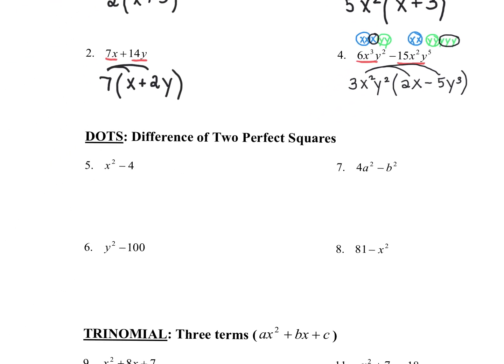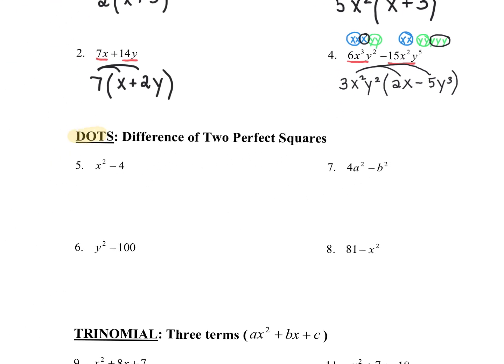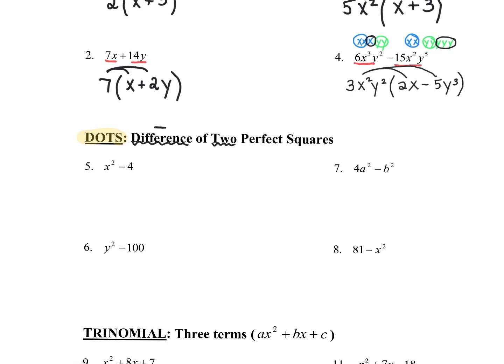The next type of factoring that we have is DOTS. This stands for difference of 2 perfect squares. So the difference really just stands for subtraction. 2 always means that we're going to have 2 terms. So 1, 2, 1, 2, 1, 2, 1, 2. So all of them have 2 terms. All of them have minus signs.